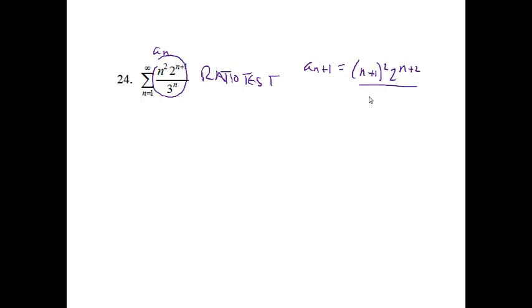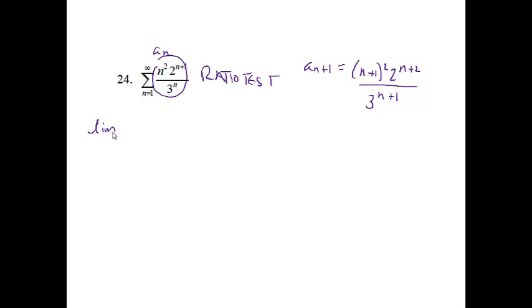Great, number 24, we have the series from n equals 1 to infinity of n squared over 2 times 2 to the n plus 1 over 3 to the n. You could easily do the root test on this one, but I just decided to do the ratio test. But either test would definitely work. So this is going to be my a sub n, and then my a sub n plus 1 will be n plus 1 squared times 2 to the n plus 2 over 3 to the n plus 1.